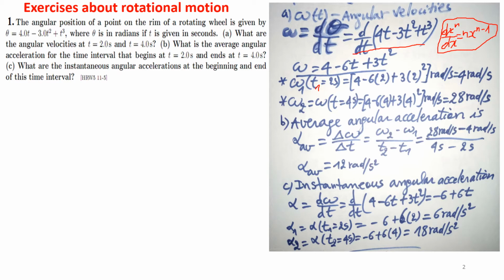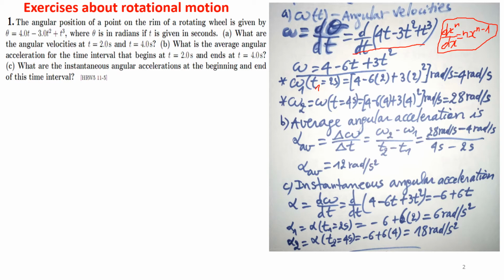Omega 2 is the value of angular velocity when the time t equals 4 seconds. This is equal to 4 minus 6 times 4 plus 3 times 4 squared. 4 squared is equal to 16. 16 times 3 equals 48. 48 minus 24 equals 24. 24 plus 4 equals 28. Then omega is expressed in radians per second.